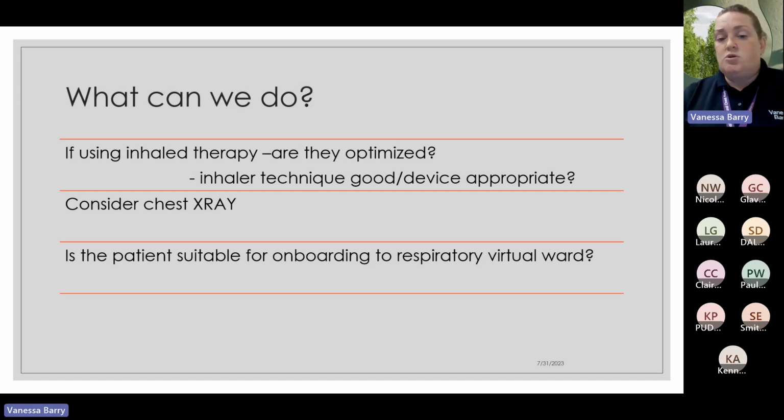Is the patient suitable for onboarding to the respiratory ward is the main thing, really. Do they look like somebody that could manage the equipment? Are they somebody who would comply with the equipment and the treatment? Is there anybody around? If not, we try not to discriminate against anybody and support them as much as we can. If they can't use all the equipment, or if they don't want to go in, we just give them a SATS probe and a blood pressure cuff.